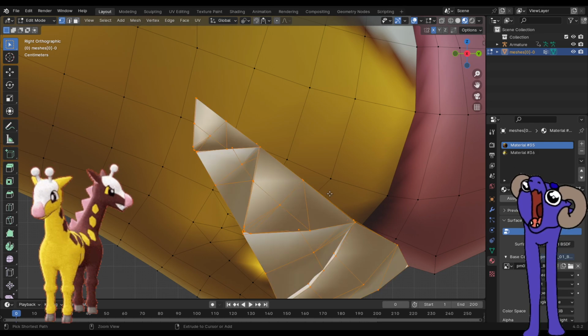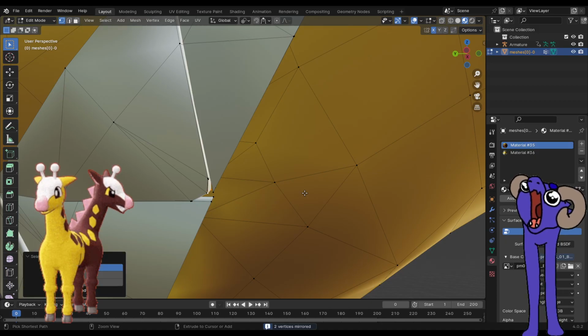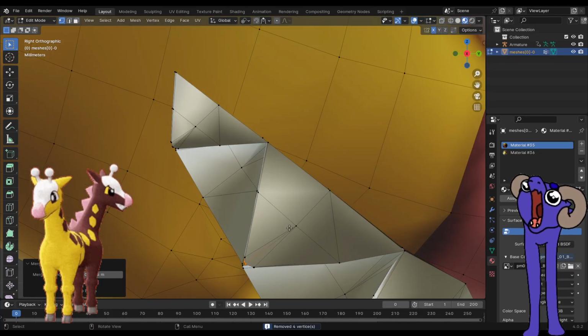Oh yeah, I can use that on the other side as well. So we select both of these, we mirror, and then we merge by distance, just so it stays consistent.